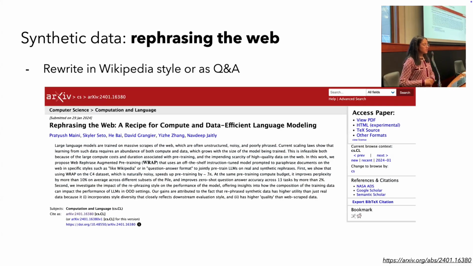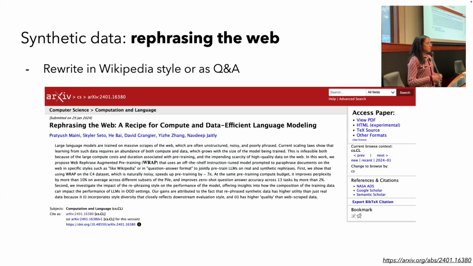So for this rephrasing the web approach, it was suggested in this paper by Pratyush, where basically they take some samples from the C4 dataset, and then they use an LLM to rewrite these samples into a better format. For example, they ask an LLM to rewrite the sample into a Wikipedia passage or into a Q&A page.